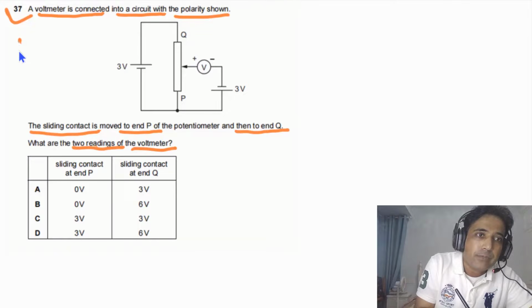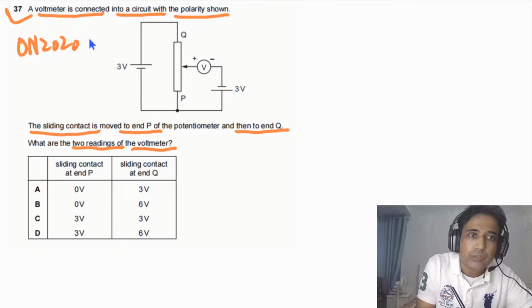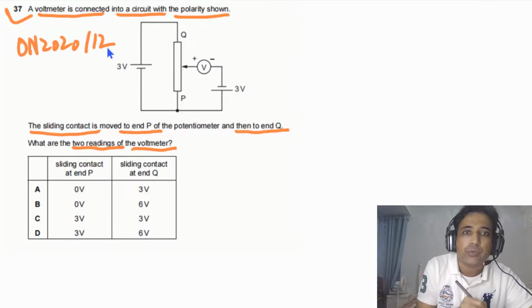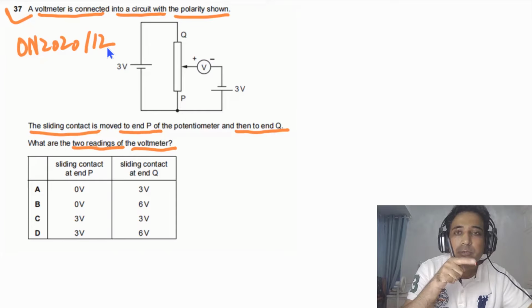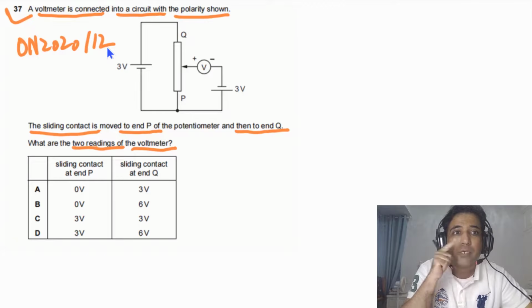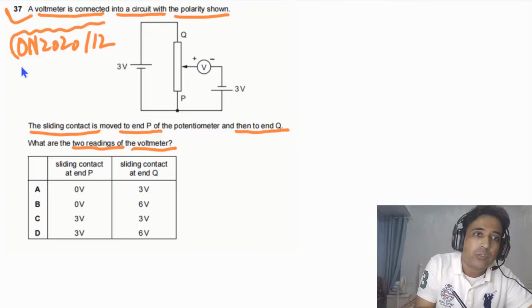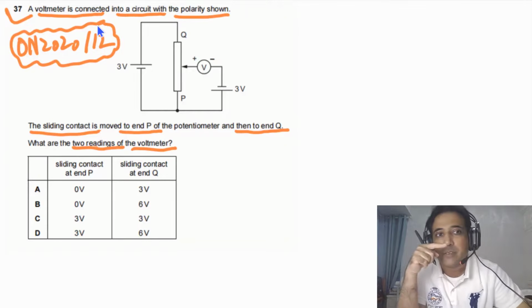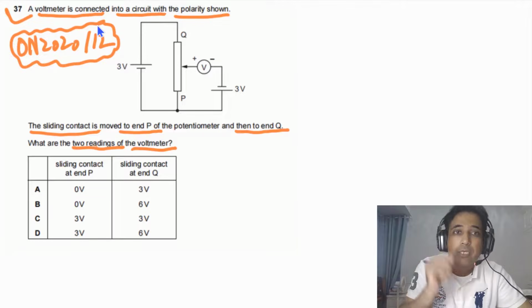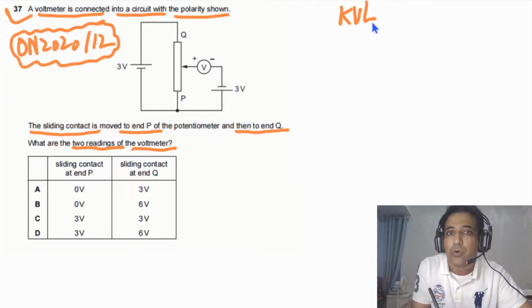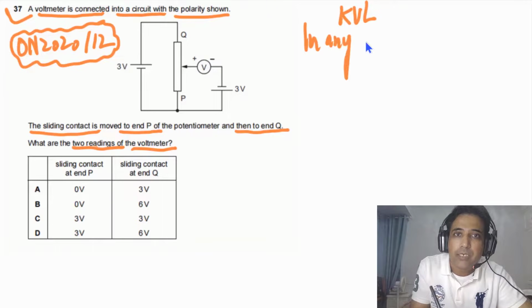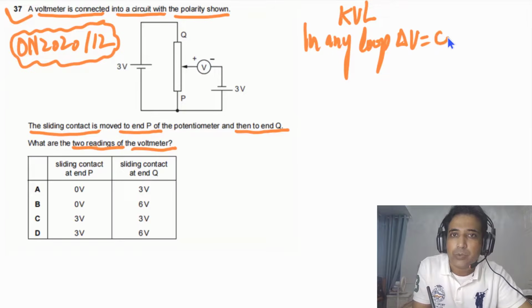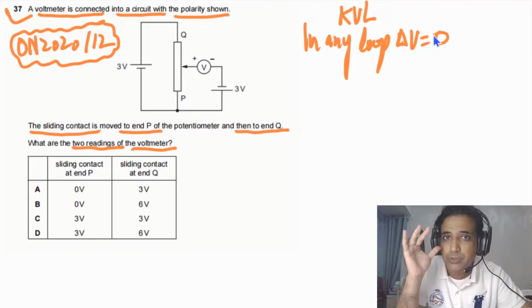I have explained this question in the October-November 2020 paper 1-2 using the potential method, and this is a repeated question, the same question you will see in that paper. Now I will explain the same question using Kirchhoff's second law. According to Kirchhoff's second law, in any complete loop, delta V is equal to 0. This is based on conservation of energy.